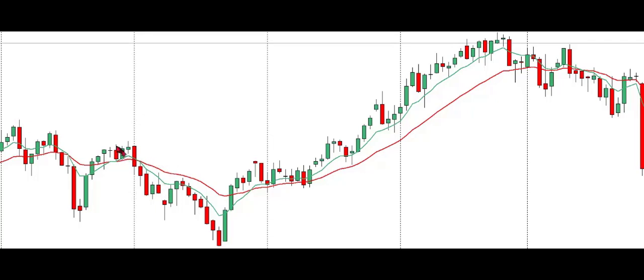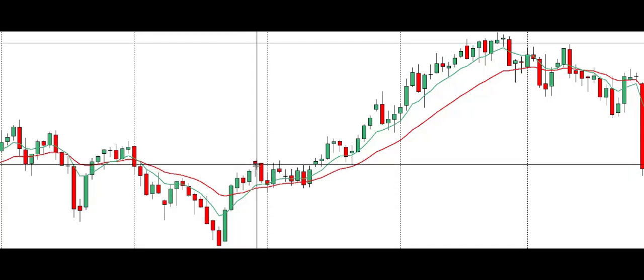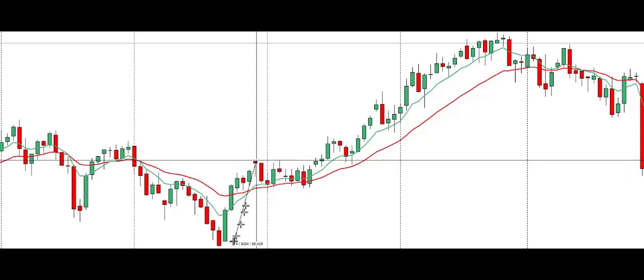But you do want a previous downtrend and you want them to cross over, and this is how you're going to use them when they cross over. On the previous swing low, you will put your stop loss once you enter your trade. On the crossover, you want to enter that trade. So this candle here, stop loss is all the way down there because that is the previous swing low.